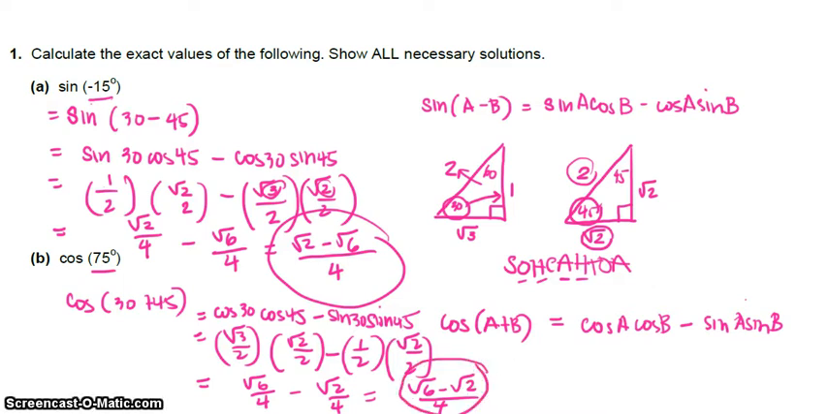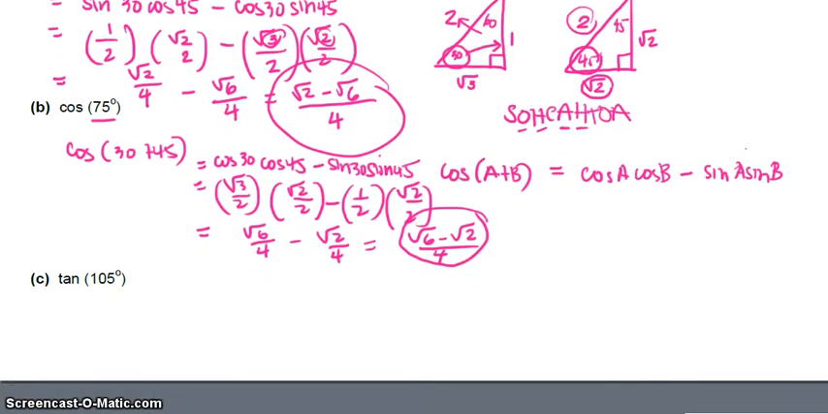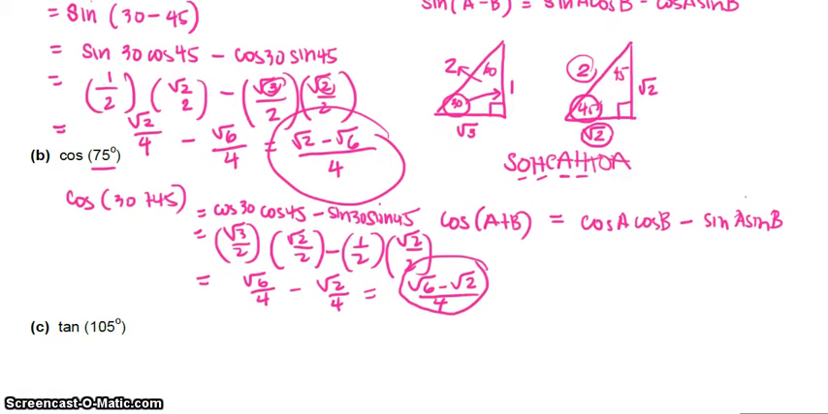Now we go to the last item in this set. The last one is to find tangent 105. What is tangent 105? Same idea, we look for a combination of two angles whose sum or difference is 105. So I can use 45 plus 60 or 60 plus 45. The order doesn't matter. If you want to use 60 and then plus 45, there's no problem with that.